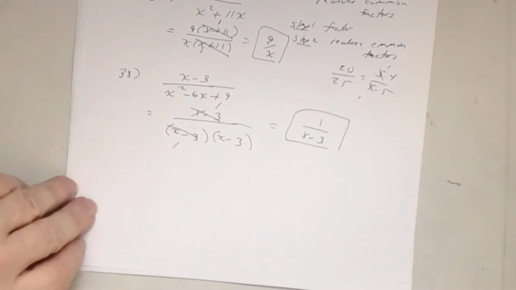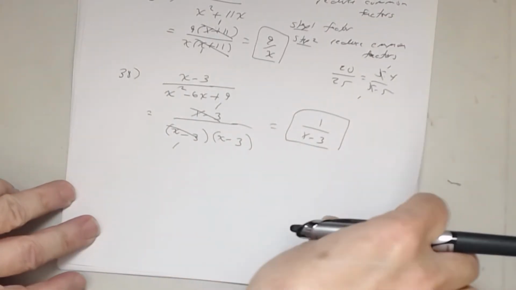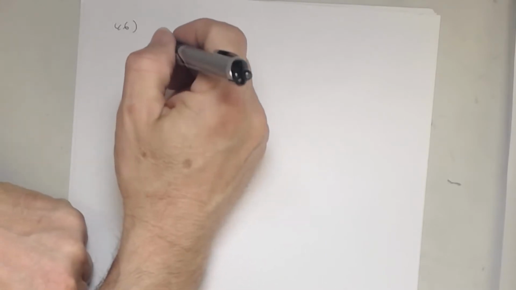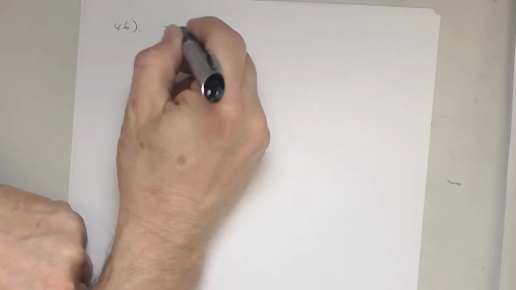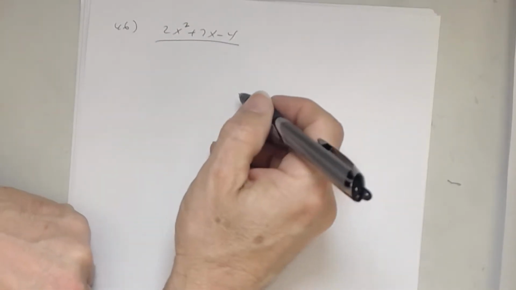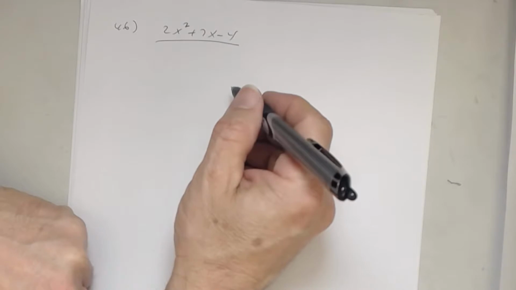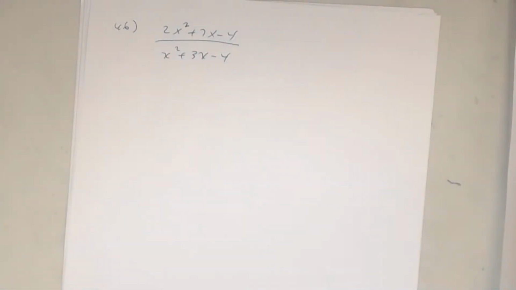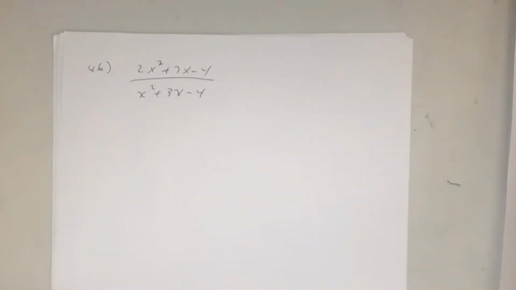All right, 46. You have 2x squared plus 7x minus 4, divided by x squared plus 3x minus 4. So 2x squared plus 7x minus 4 divided by x squared plus 3x minus 4.